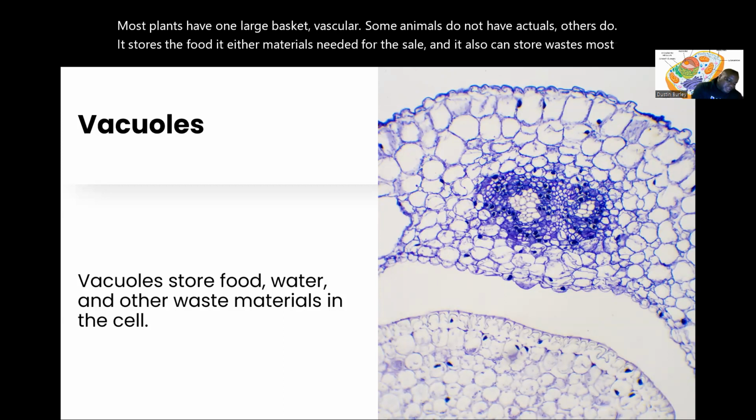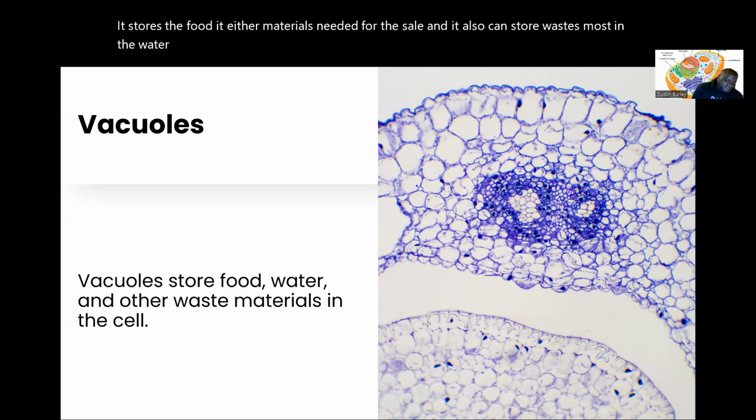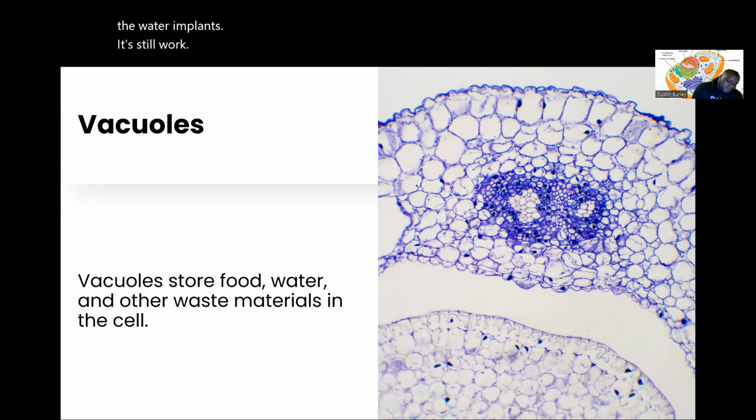Most of the water in plants is stored there. When the vacuoles are full of water, they may make the cell plump and firm. Without much water, the vacuoles will make the plant wilt.